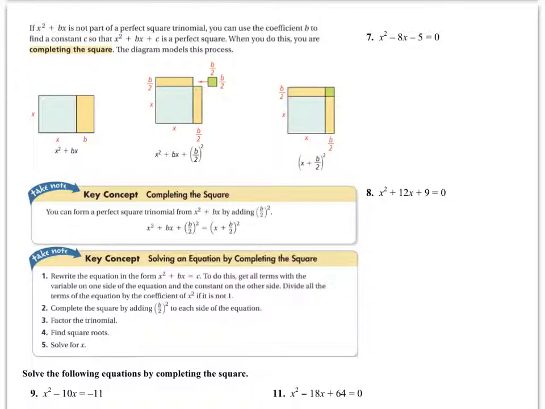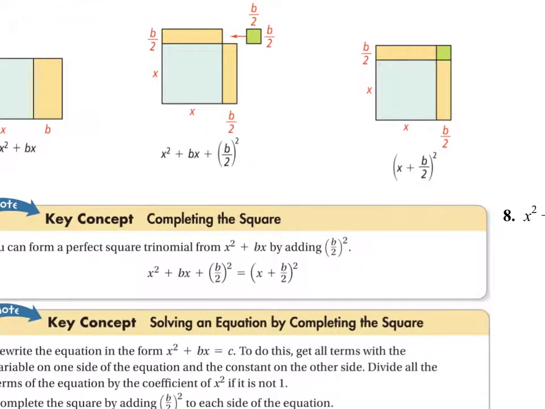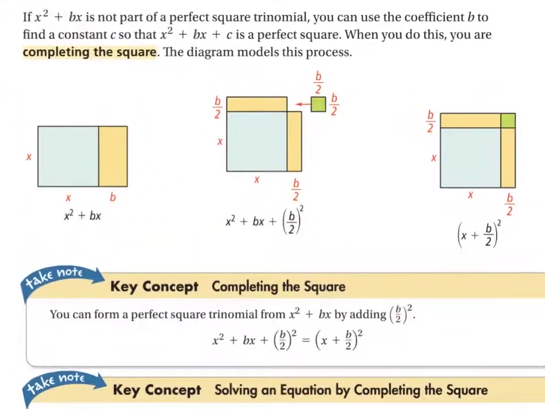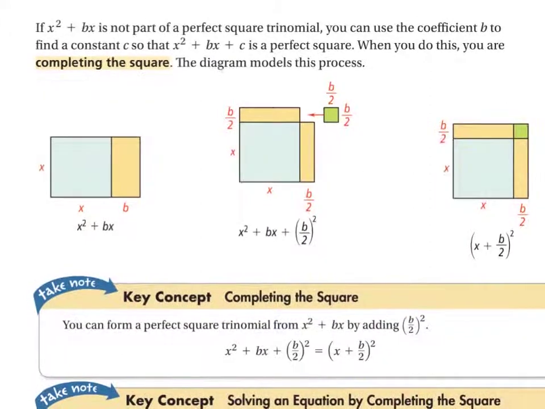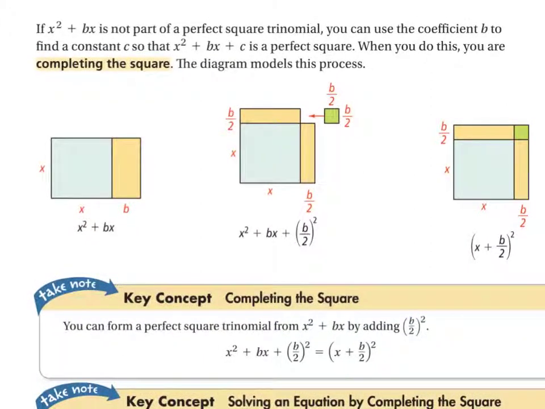Okay, so 4-6 notes are on the back side. First thing that I want to talk about is kind of a visual that they have here for us. The process that we're going to learn today or talk about today is completing the square.